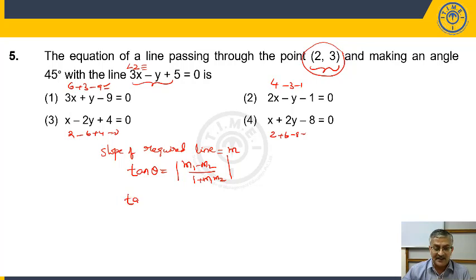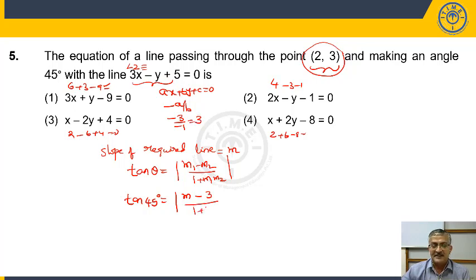Here, what is the theta given? 45. What is m1? The slope of the first line is m. What is the slope of the second line when it is in the form ax plus by plus c equals 0? The slope is minus a by b. So here, -3 by -1 equals 3. So the slope of the second line is 3.